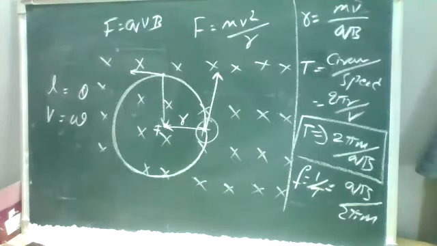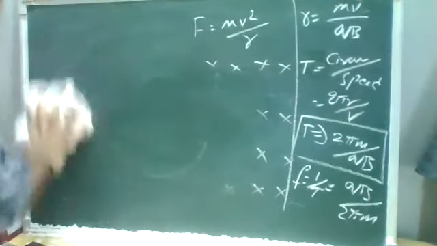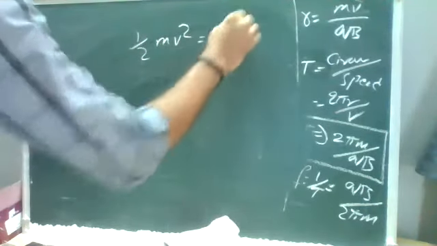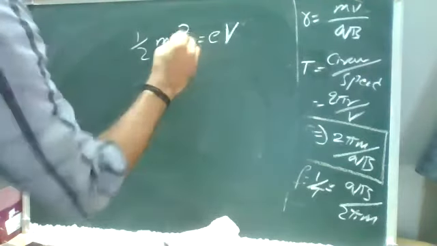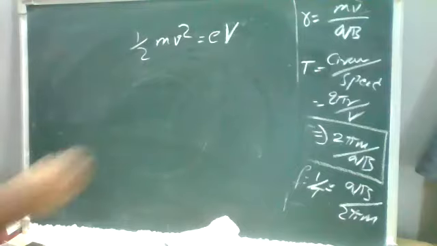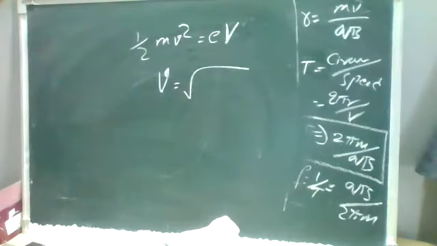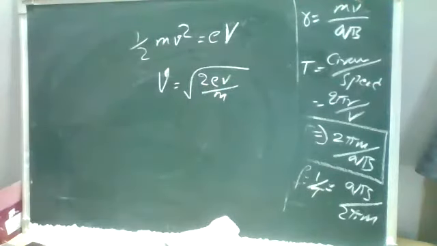Okay, so half mv square is equal to eV, electron volt. eV is nothing but your electron volt. This is the potential difference, capital V. This is small v. From this relation we are going to find the velocity. So velocity v is equal to square root of 2eV by m.